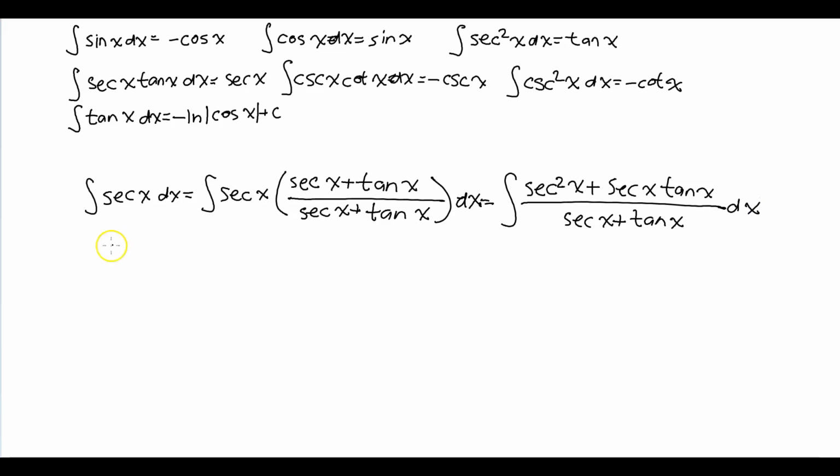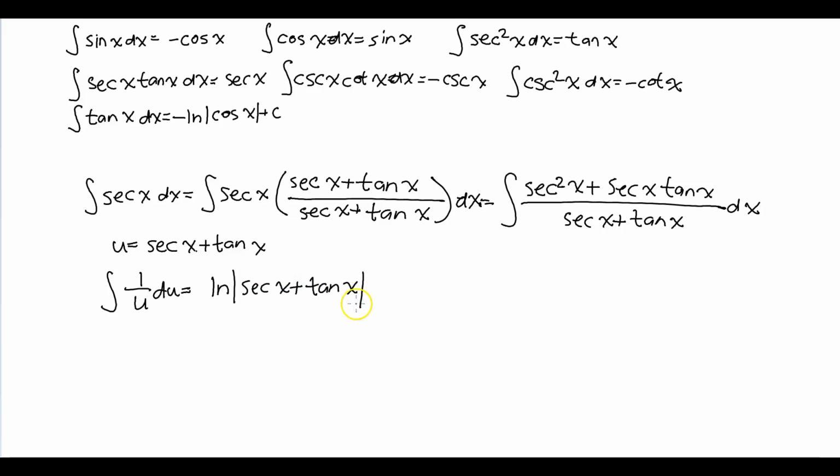If we let u equal secant of x plus tangent of x, well, the derivative du dx is right in the numerator. You can actually check this. So we can write this as 1 over u du. That gets us ln of secant of x plus tangent of x plus c.